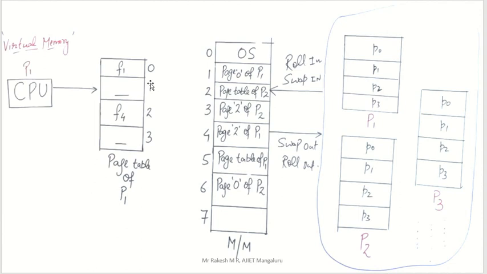Page 1 of process 1 is not there in your main memory. We have not taken that. Then where is it? It is there in secondary memory. As I told you previously, only some of the pages we are going to take into the main memory. So that particular page, page 1, is not there; it is in secondary memory. Whichever pages are in the main memory only, that is shown in your page table.